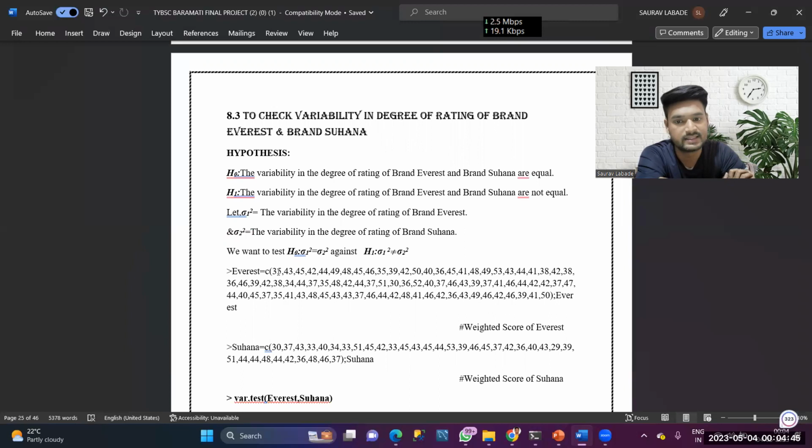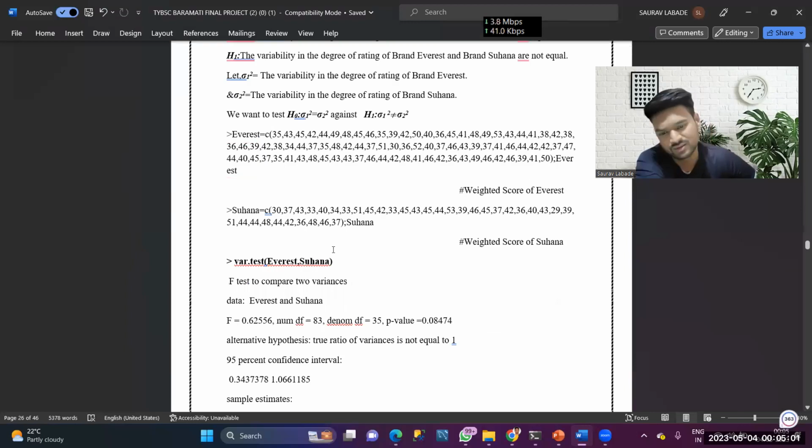So I will consider the variance of the first sample as sigma 1 square and the second as sigma 2 square, and I will check whether they are the same or not. This test is applied for that. Again here the R software is used; you can also do it in Excel.